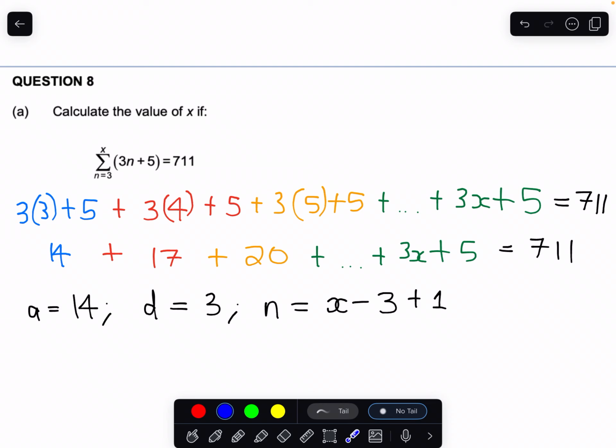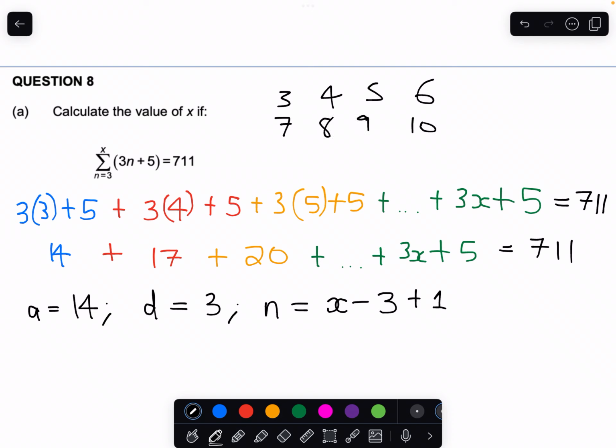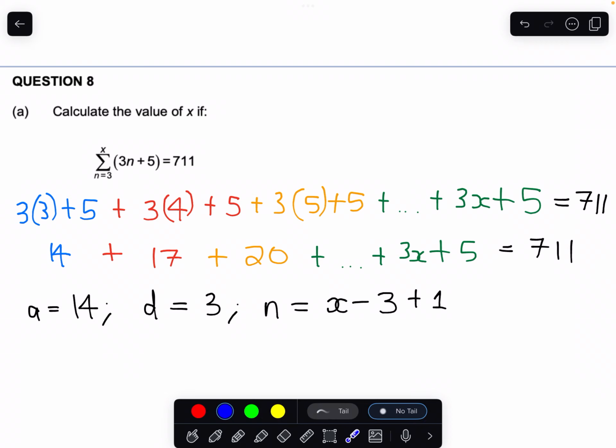Or if x was 10, then it would be n equals 3, n equals 4, n equals 5, n equals 6, 7, 8, 9, 10. So it would be 10 minus 3 plus 1, 7 plus 1, 8 terms. The plus 1 is because both boundaries are included. If you just say minus, you're excluding one of the boundaries. Anyway, that simplifies to x minus 2.